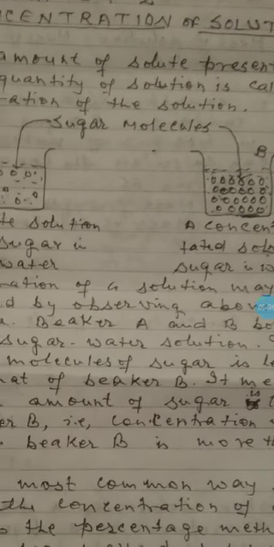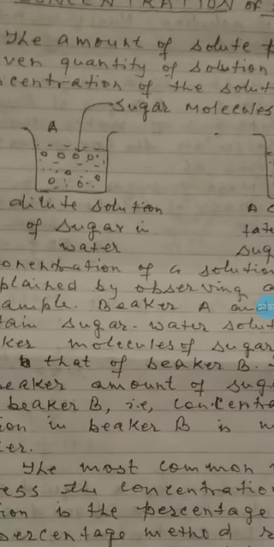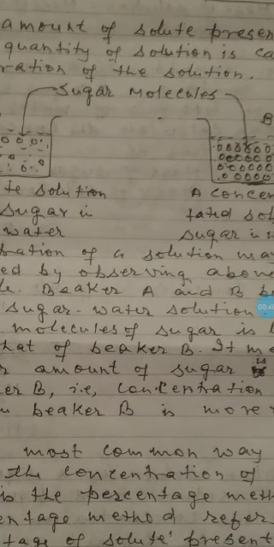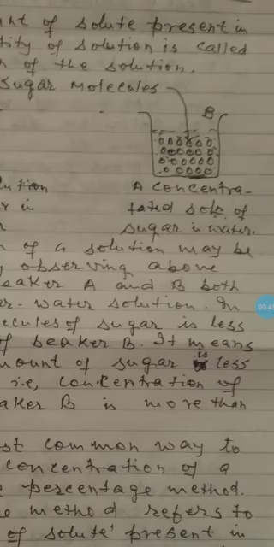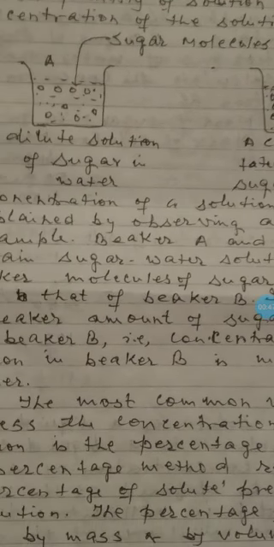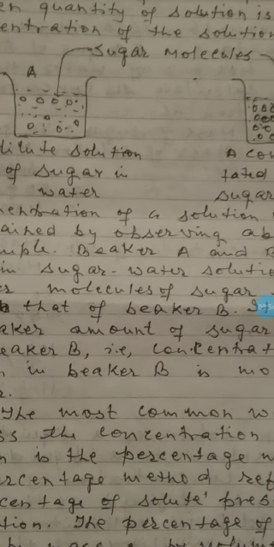Here we take two beakers to explain the term concentration, beaker A and beaker B. In both beakers we take sugar water solution in different amounts. The amount of solution is equal, but the amount of sugar dissolved in beakers A and B is different.